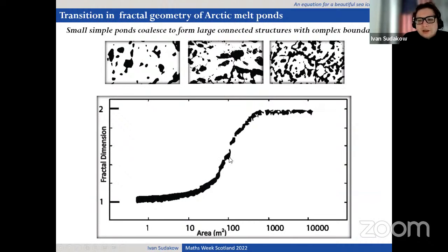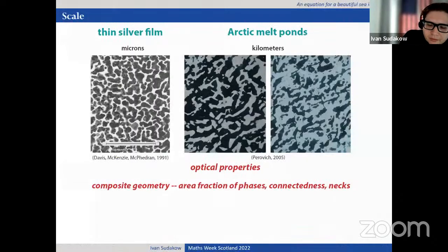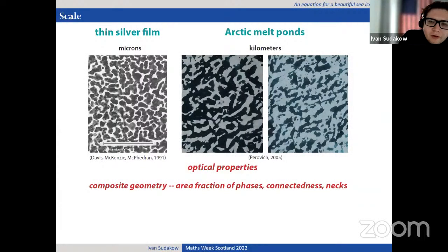And it's a really interesting result, because it's not happening for every object in the climate system, for example. But we need to understand again that the fractal dimension of these ponds is changing, and it has a critical transition at an area of 100 meters squared. So this is the parameter that we can use to describe melt ponds. And also, if you look at the melt ponds at this scale, it is kilometers of all these ponds.